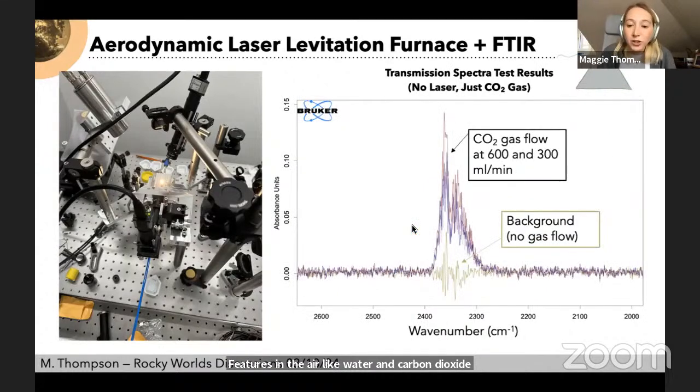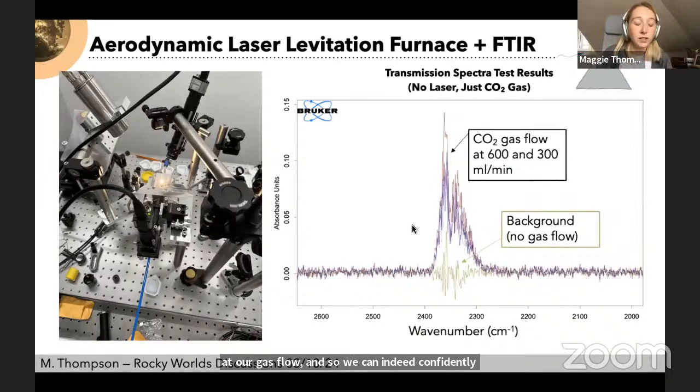And then we are also in the process of testing things in transmission as well. And so this right now is not looking at outgassing from any particular sample, but just from looking at our gas flow. And so we can indeed confidently detect carbon dioxide when we're flowing that through our system.